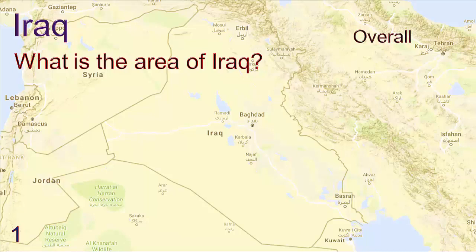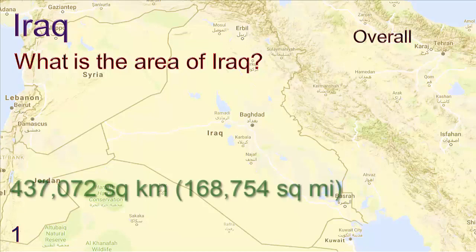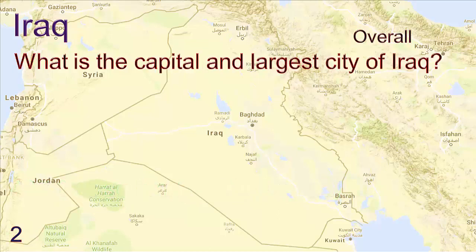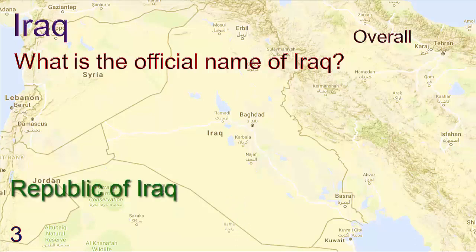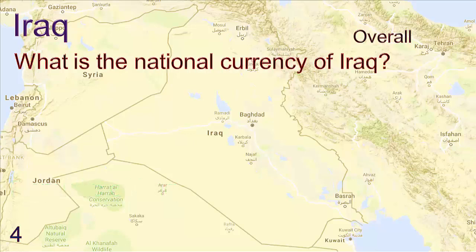What is the area of Iraq? Answer is 437,072 square kilometers. What is the capital and largest city of Iraq? Baghdad. What is the official name of Iraq? Republic of Iraq.